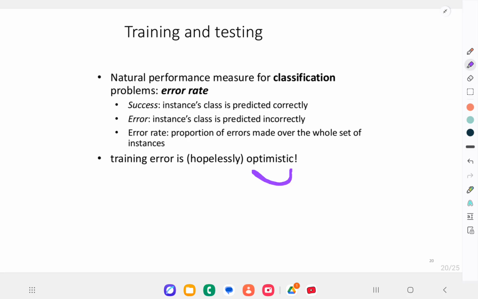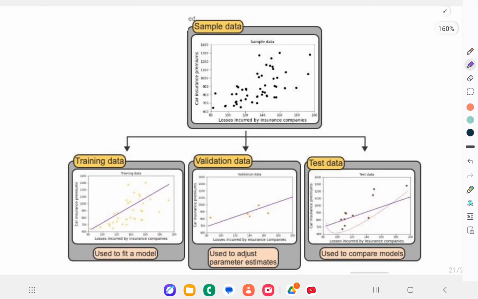To get an honest estimate of the model's performance, we need to evaluate on separate, unseen data, the data that the model hasn't seen before. That's where sets like the validation set or test set come in handy. So to properly evaluate the learning algorithm or model, we must divide our data set into three separate parts.